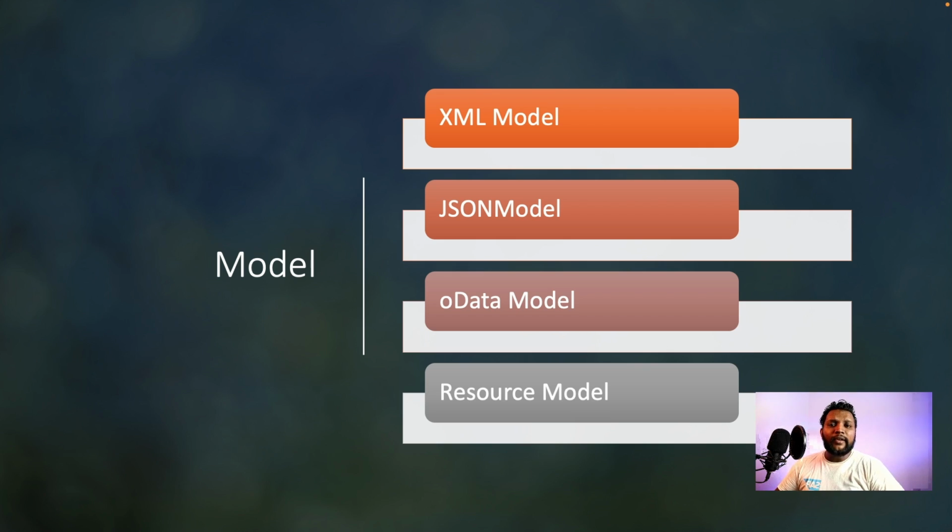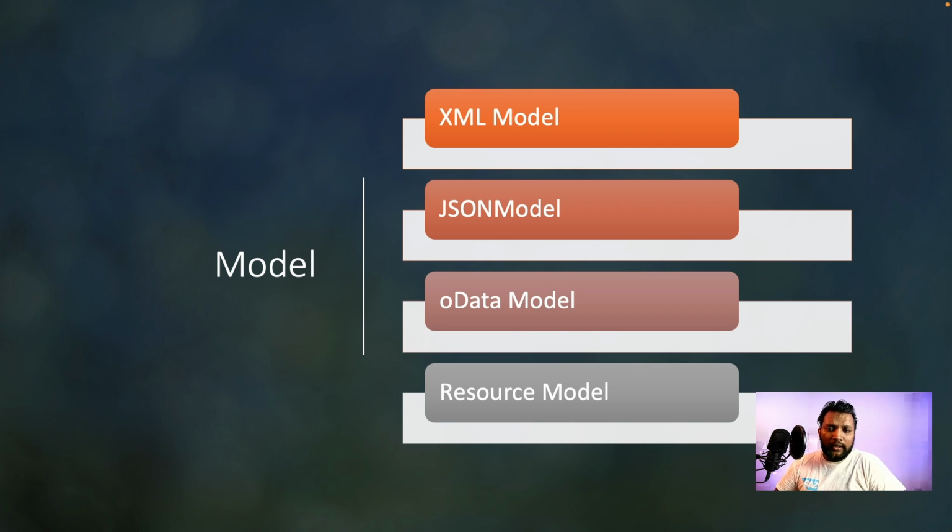And lastly, we'll come to resource model. A resource model is a special model available in UI5 which is capable of storing text data. By text data, I mean different labels and messages which we use in the application. We will learn more about resource model later in another video.